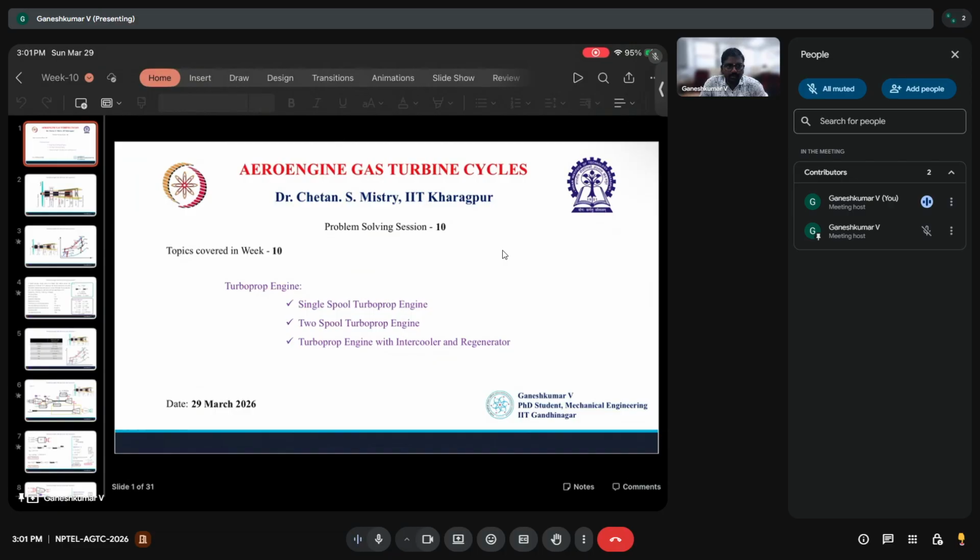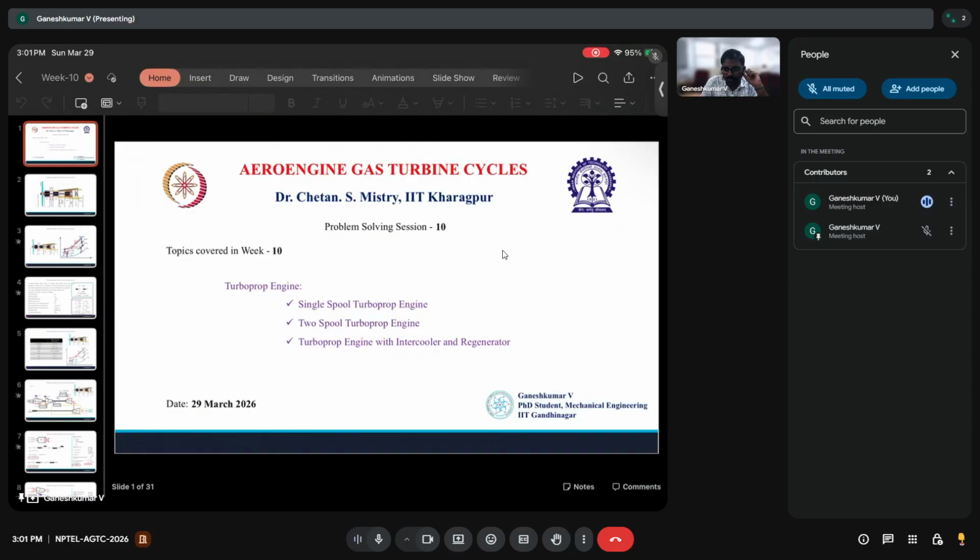In week 10, the content includes the turboprop engine. So we successfully completed turbofan engines till week 9, and now it's the turboprop engine for week 10. And for week 11, it is going to be the turboshaft engine.